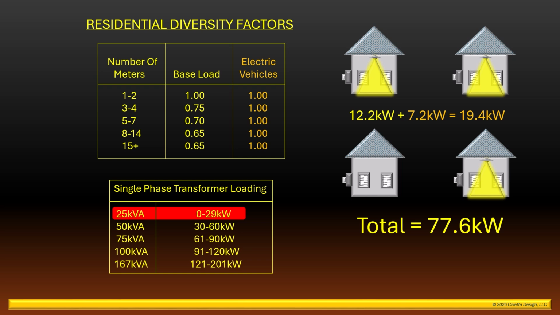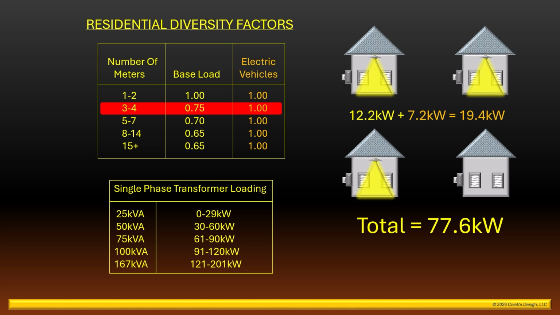Because of this fact, diversity factors have been created that reduce the total anticipated load to something a little more realistic. If you look at the diversity factor chart, when 3 to 4 homes are all served from a single transformer, the diversity factor of 0.75 can be applied to the base load of 12.2 kilowatts.